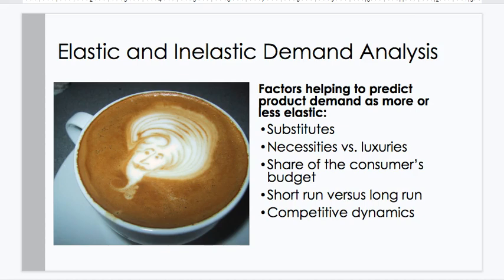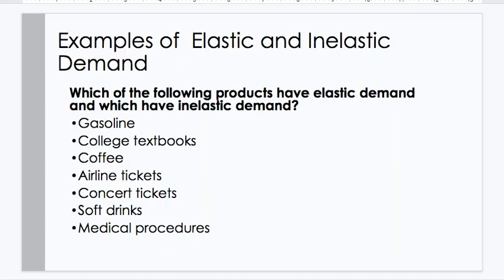Elastic and inelastic demand analysis. Factors helping to predict product demand as more or less elastic: substitutes, necessities versus luxuries, share of the consumer's budget, short run versus long run, and competitive dynamics.